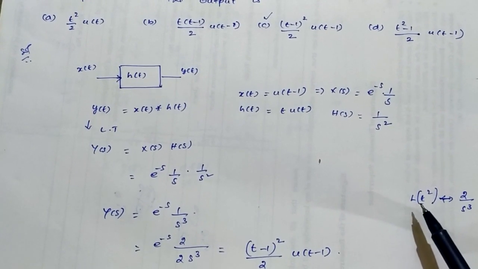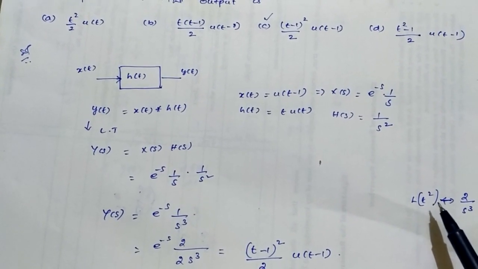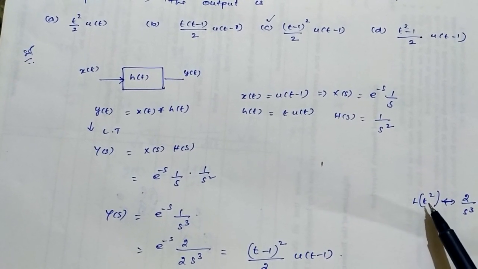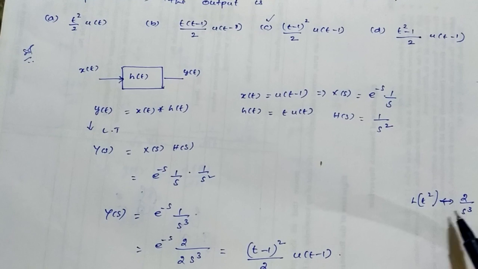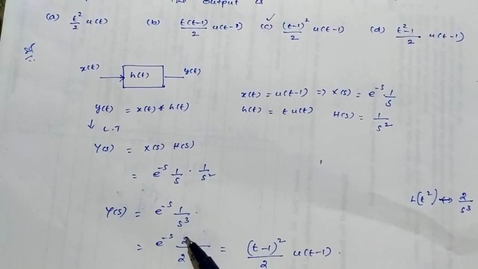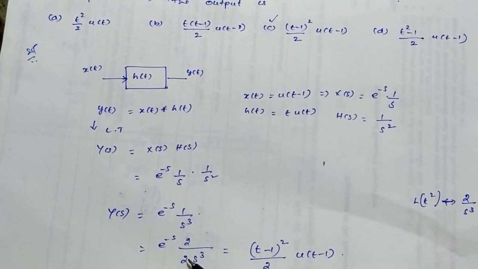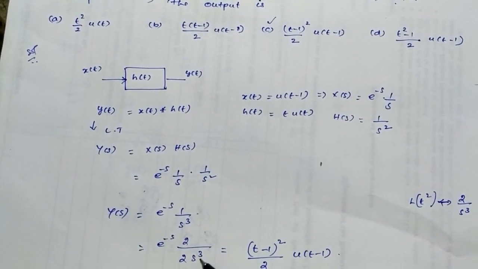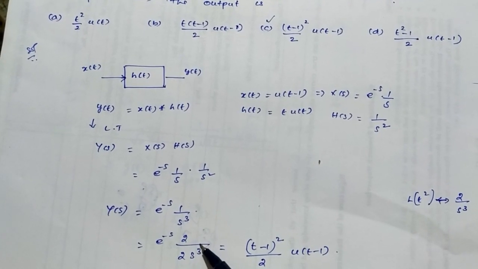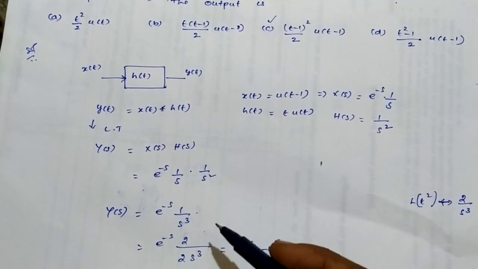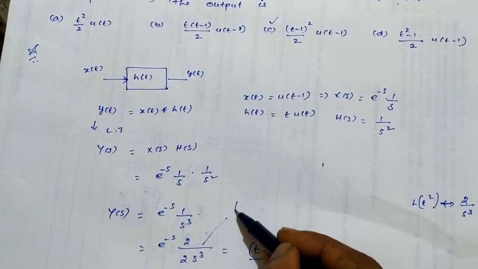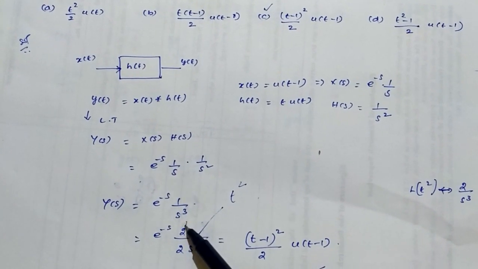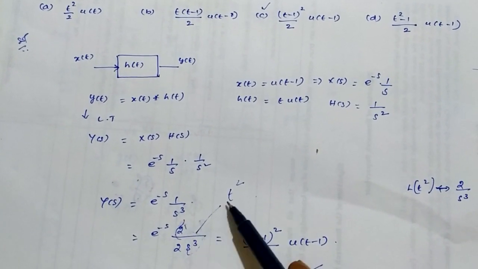Again, the Laplace transform of t square is equal to 2 by s cube. This we know, the Laplace transform of t square is 2 by s cube. So here for this function, multiply and divide by 2, it is 1 over s cube, so 2 over s cube. When we take inverse Laplace transform, we can replace it as t square.